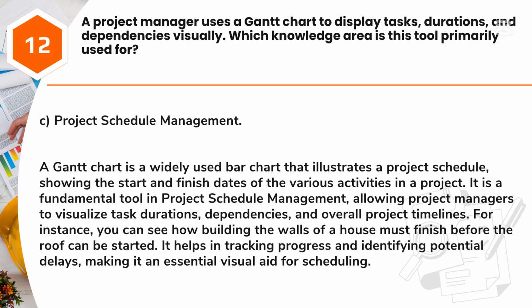Answer: C. Project schedule management. A Gantt chart is a widely used bar chart that illustrates a project schedule, showing the start and finish dates of the various activities in a project. It is a fundamental tool in project schedule management, allowing project managers to visualize task durations, dependencies, and overall project timelines. For instance, you can see how building the walls of a house must finish before the roof can be started. It helps in tracking progress and identifying potential delays, making it an essential visual aid for scheduling.